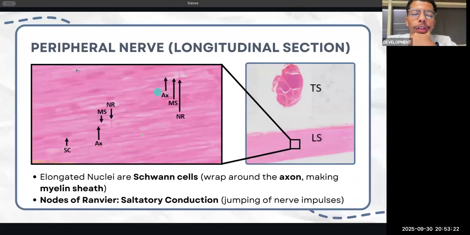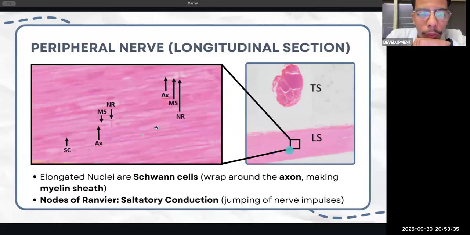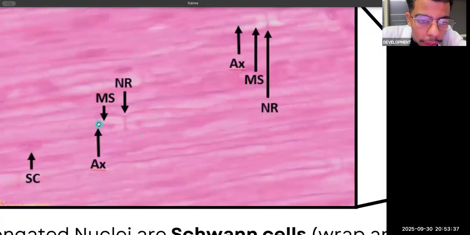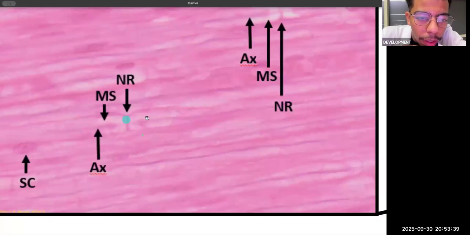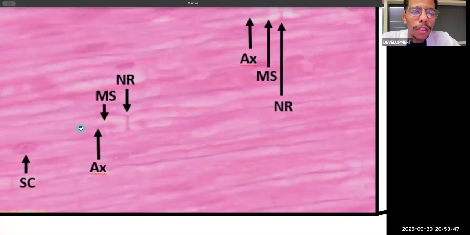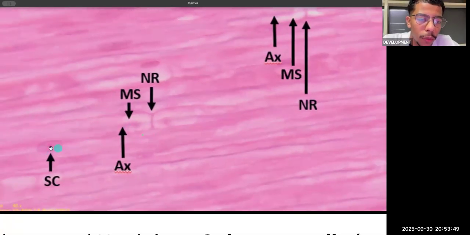Then we have peripheral nerves. Now this is a longitudinal section of peripheral nerve, and this is a transverse section here. In the longitudinal section, can you see this thin line here? This thin line is your what? Your axon. Now, whatever is around the axon is what? Your myelin sheath.